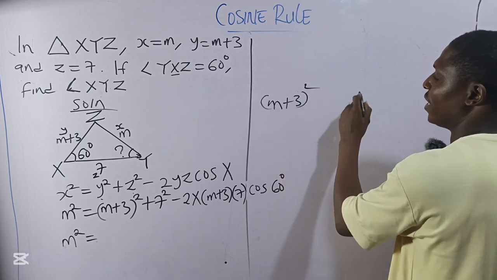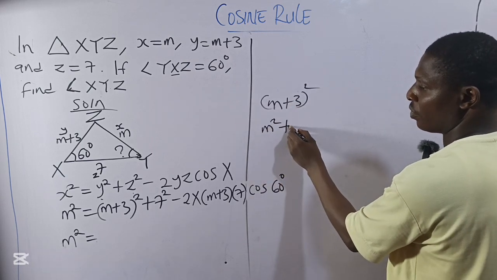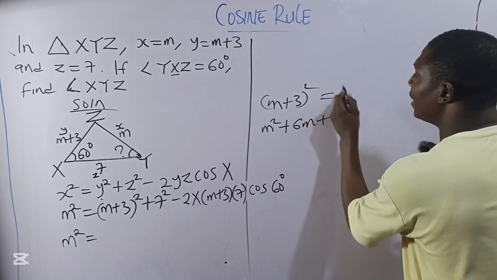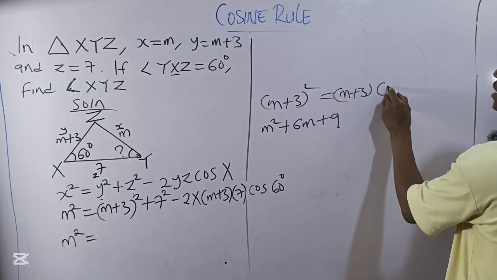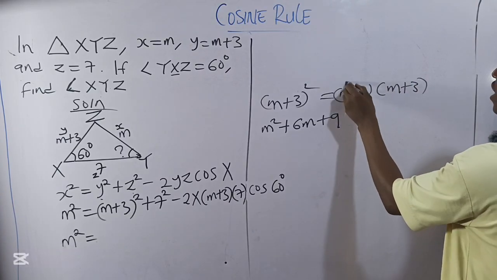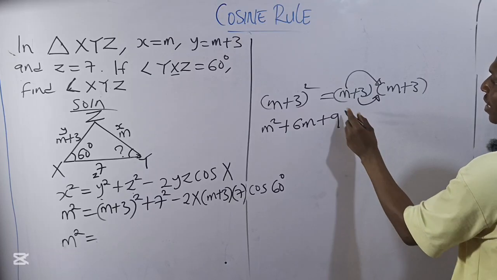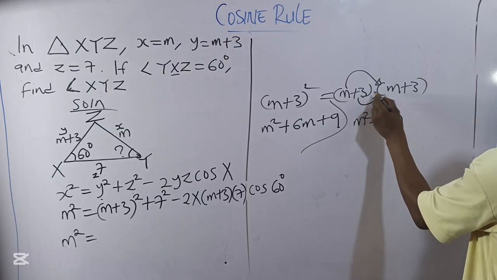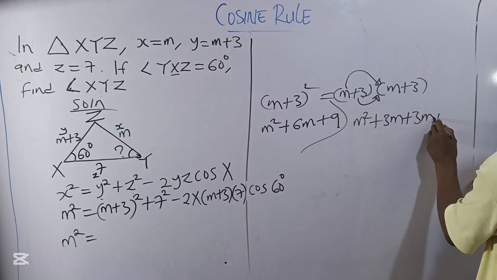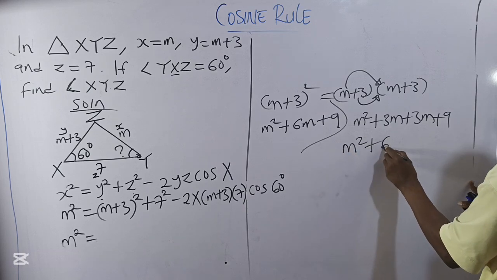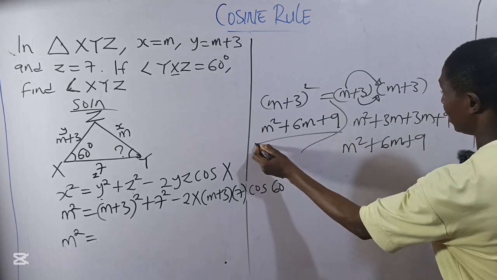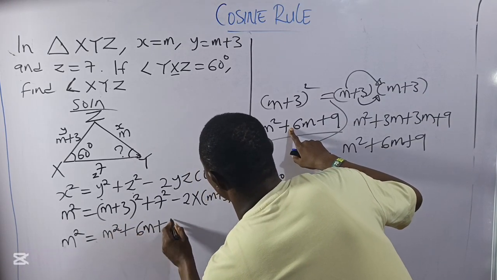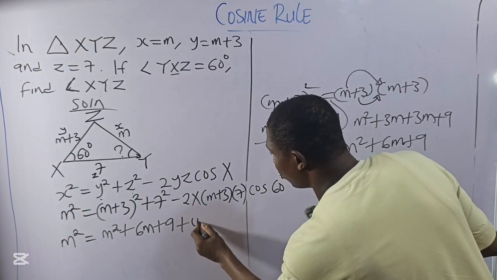Now m squared remains equal to, if I expand m plus 3 in brackets squared, I'll simply have m squared plus 2 times 3, 6, 6 times m, 6m, plus 9. This is just like m plus 3 in brackets times m plus 3. I'll have m multiplied by this bracket, plus 3 multiplied by this bracket, which gives me m times m, m squared, m times 3 is 3m, 3 times m gives 3m, and 3 times 3 gives 9. This becomes m squared plus 6m plus 9, just like I said. So this will become m squared plus 6m plus 9 plus 7 squared, which is 49.